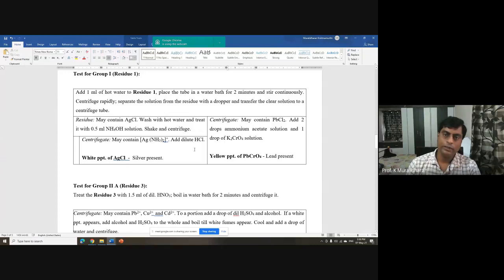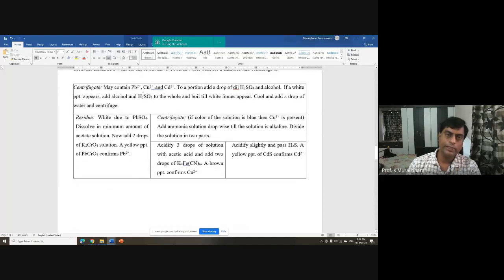See, and in the residue, we are going to residue 3, right? So the residue 3 may have lead, or copper and cadmium. Here you will be adding sulfuric acid and alcohol, mostly ethanol. If a white precipitate appears, add alcohol and sulfuric acid. Basically you are testing small quantities, right? So that precipitate only you are taking, and boil till white fumes appear.